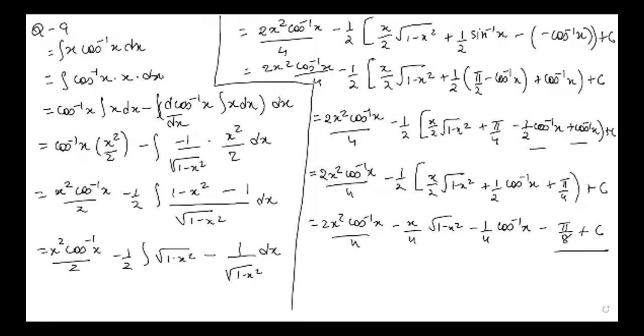These two constants will give a new constant c dash, and I can take cos inverse x by 4 common from these two terms. Then I will have 2x square minus 1, minus x by 4 root 1 minus x square, plus a new constant c dash. So this is your answer.